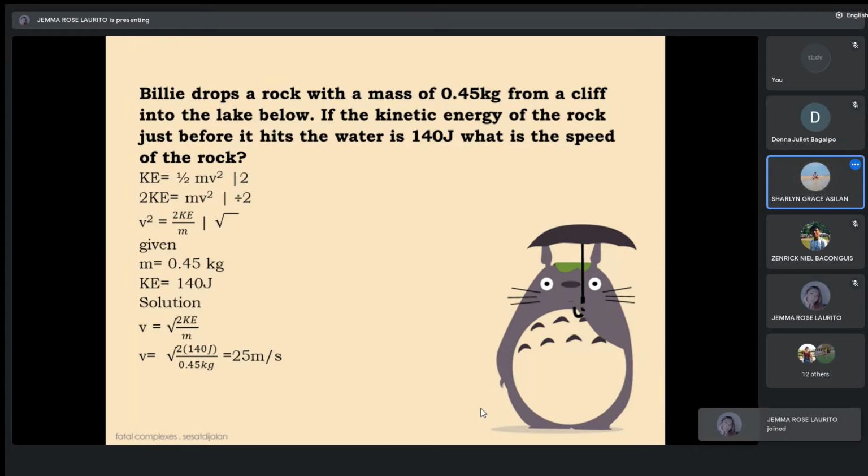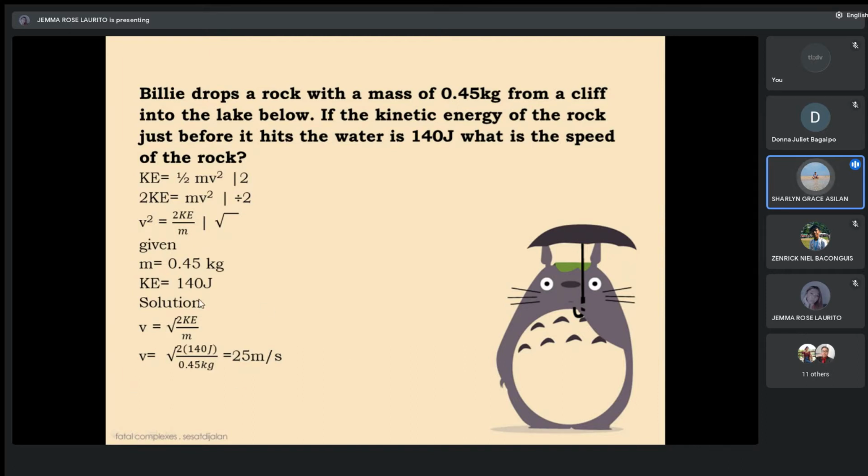So if mass is what you are looking for, divide it. If speed is what you are looking for, use the square root. So what will happen is you take the square root of it. So v is equal to the square root of 2 kinetic energy divided by mass.